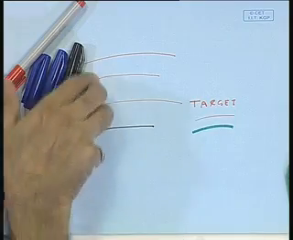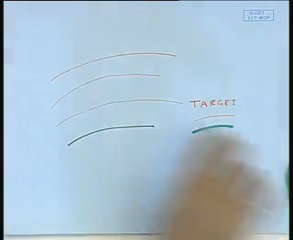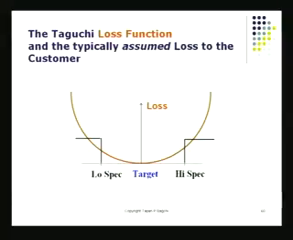What Taguchi did was, he articulated these things by drawing this little picture here. And look at the picture there. The target is the place where the customer is happiest. If you move away, if you offer him a product whose dimension is away from the target or whose quality characteristic is away from the target, the customer is going to incur something that we call a loss.